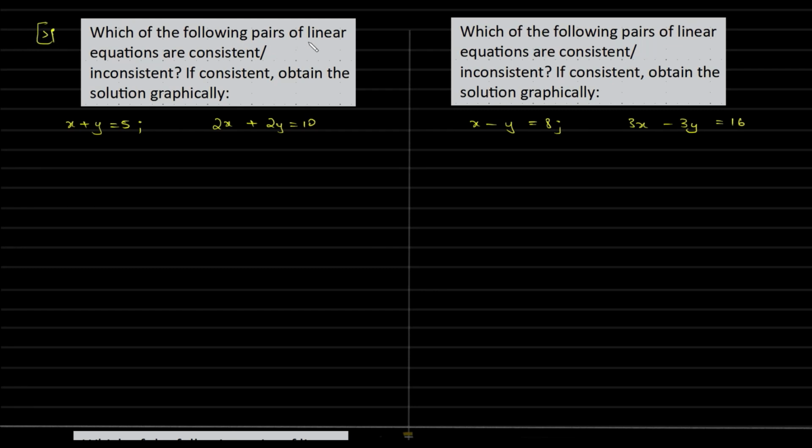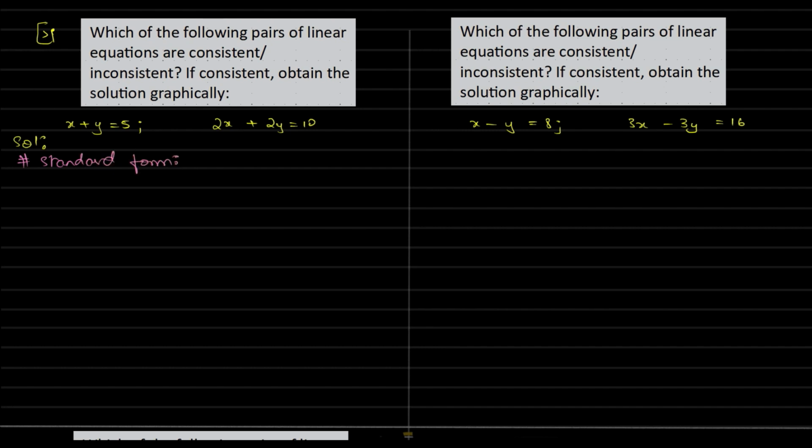Which of the following pairs of linear equations are consistent or inconsistent? If consistent, obtain a solution graphically. Solution. So if we have to do such a question, we need to write it in standard form.